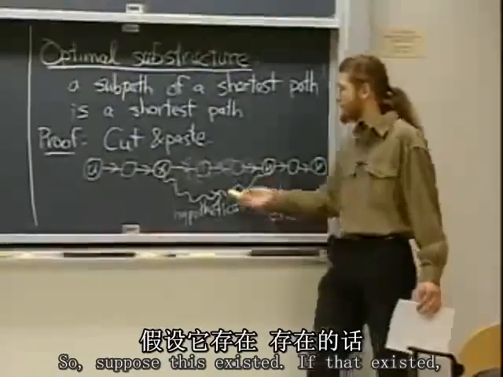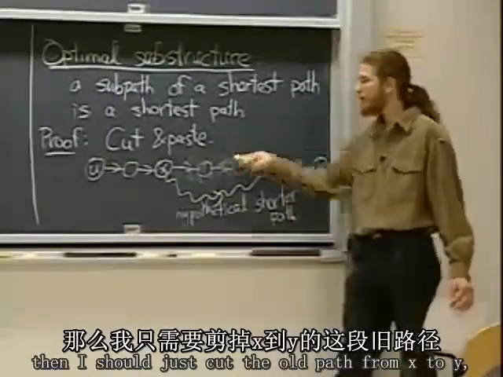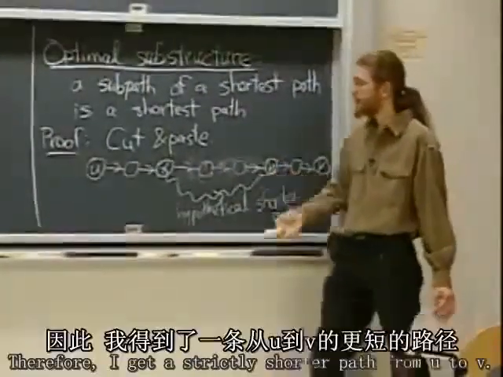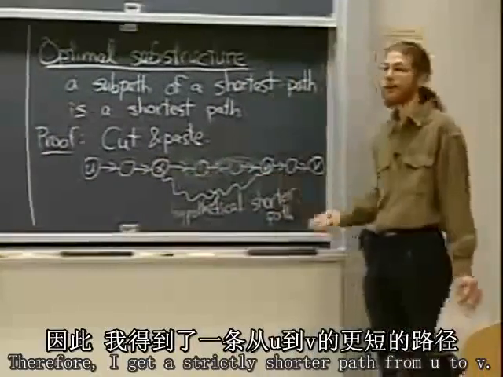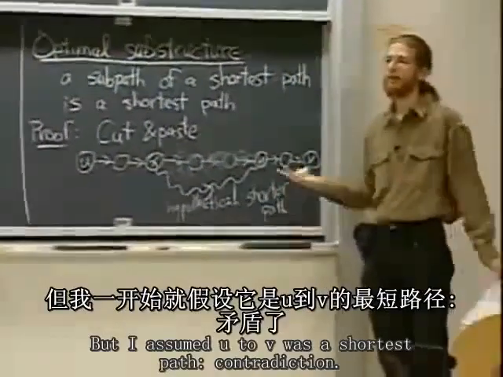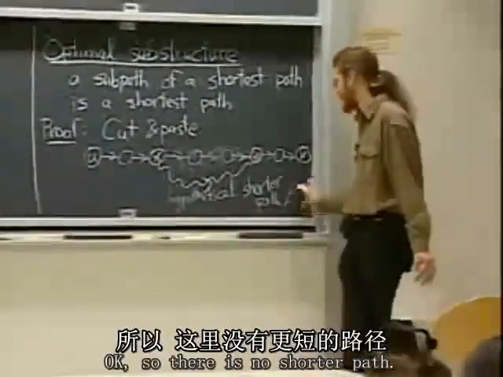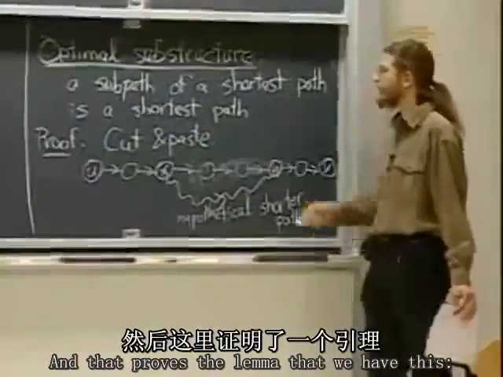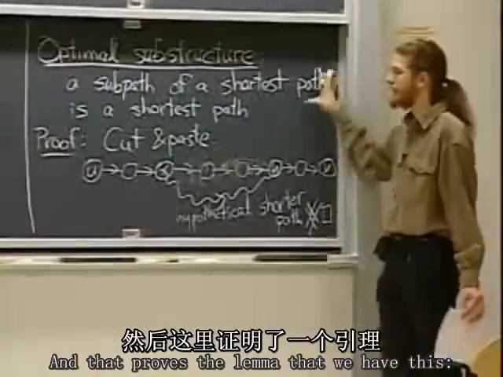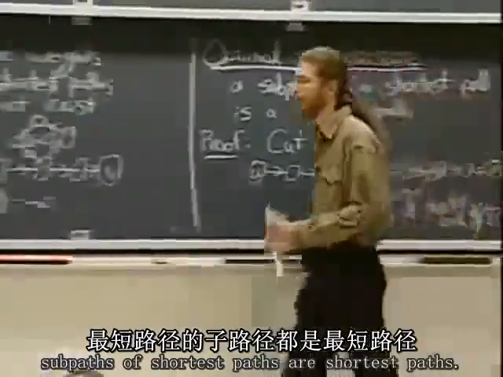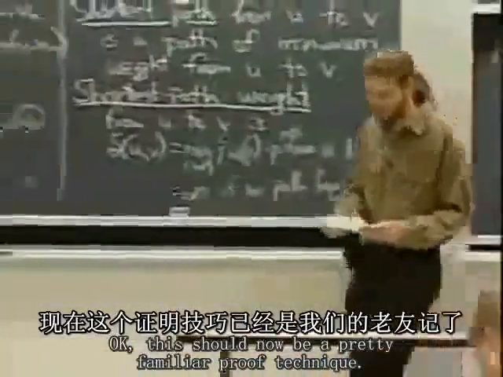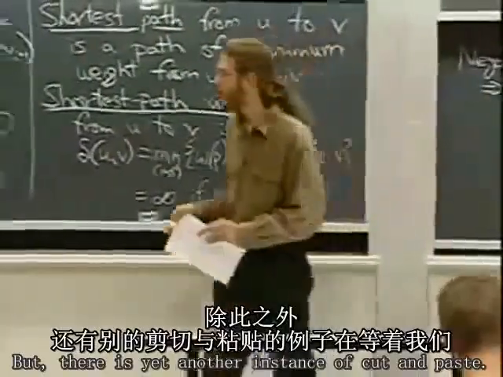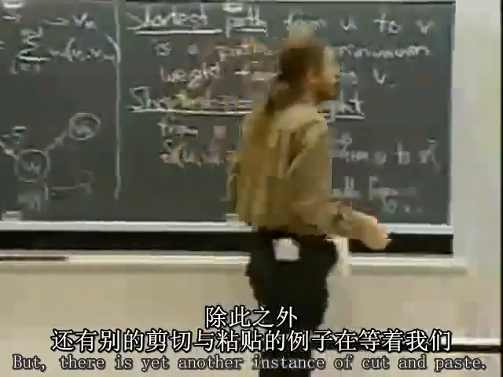If that existed, then I should just cut the old path from x to y and paste in this new one from x to y. It's strictly shorter, therefore I get a strictly shorter path from u to v, but I assumed u to v was the shortest path. Contradiction. Okay, so there is no shorter path, and that proves the lemma, that subpaths of shortest paths are shortest paths. This should now be a pretty familiar proof technique, yet another instance of cut and paste.